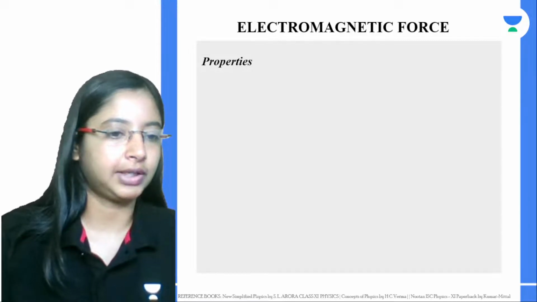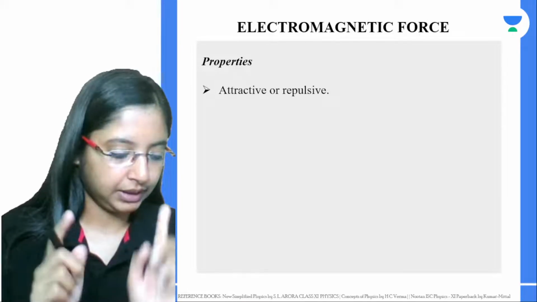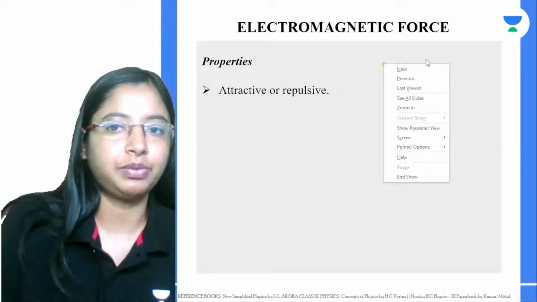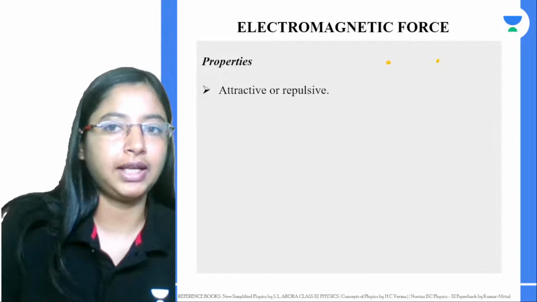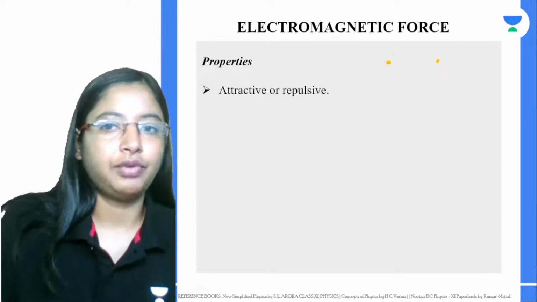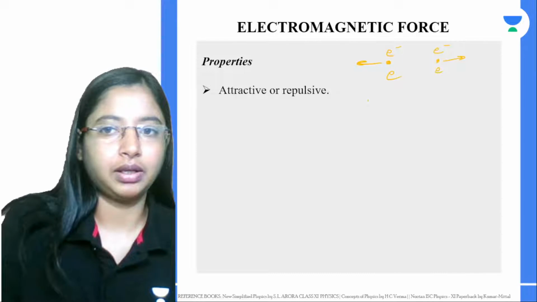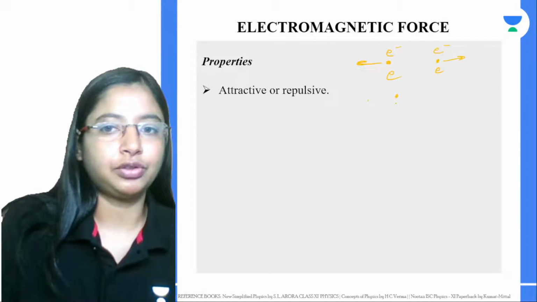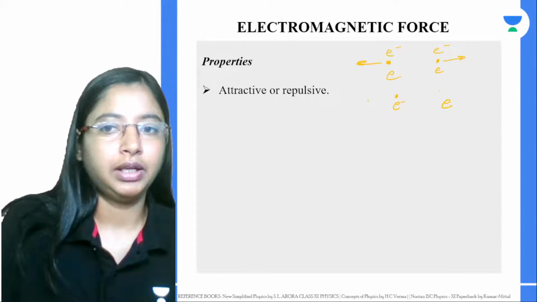What are the properties of your electromagnetic force? It can be attractive or repulsive. This depends on the charges. If the force is acting between two like charges, then it will be a repulsive force. For example, if you take electrons, the electrons will repel each other. Or if you take protons, the protons will also repel each other. But if you take an electron and a proton, these two will attract each other.